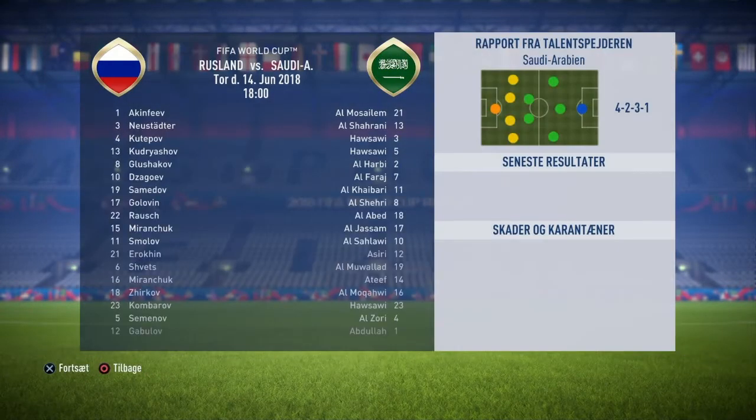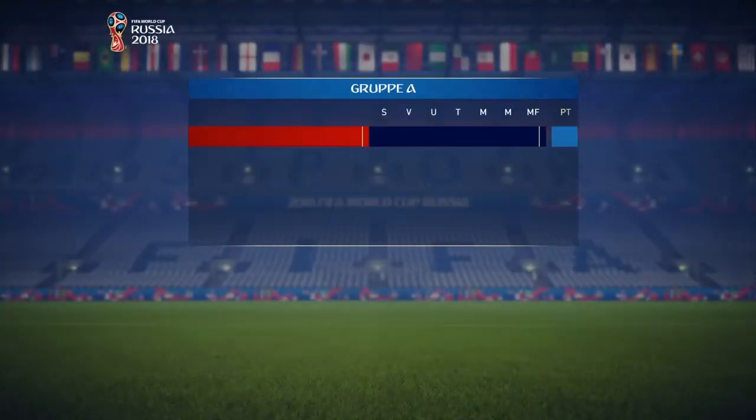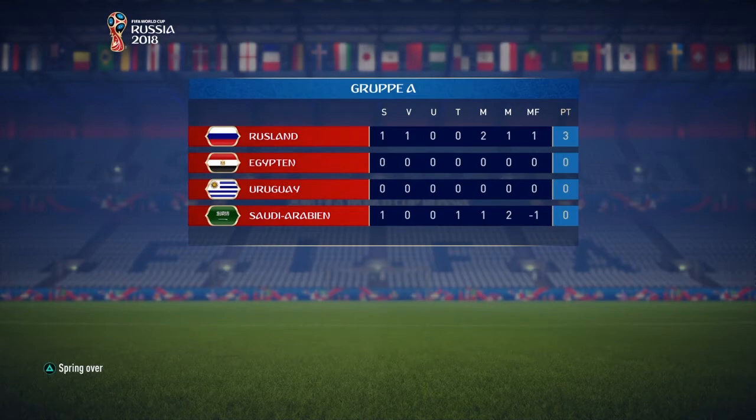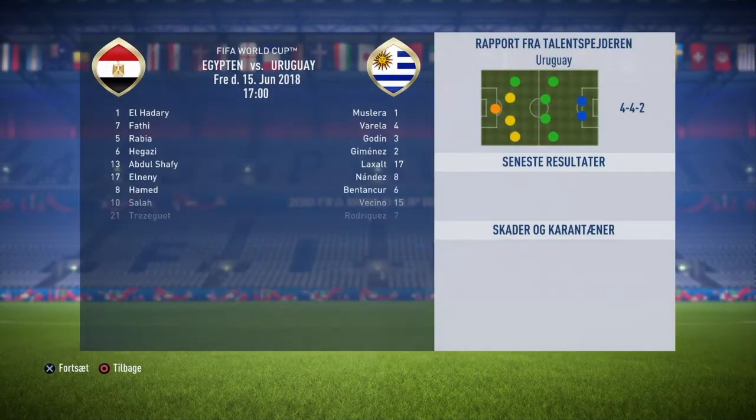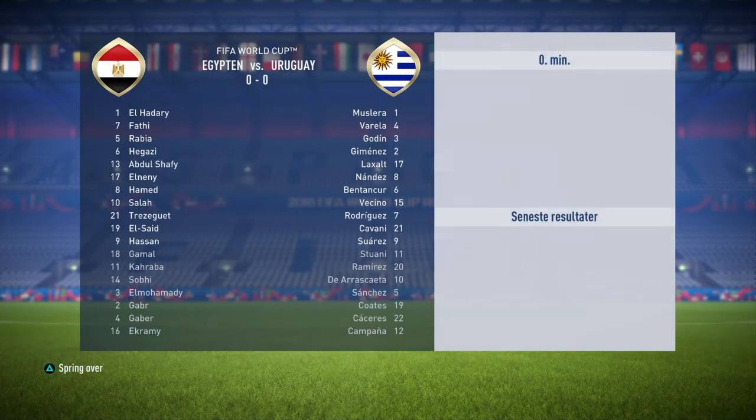The first game is Russia against Saudi Arabia, and it will end up with a 2-1 Russia victory. Then we will see the group here. This animation, I like this animation. I am currently playing the entire World Cup with every game. Another one, just to see how I would get the World Cup to win.